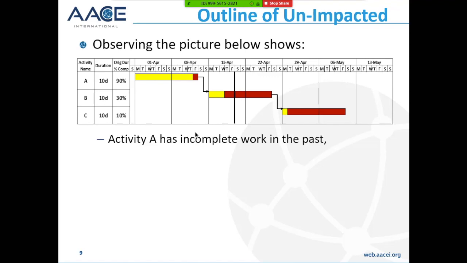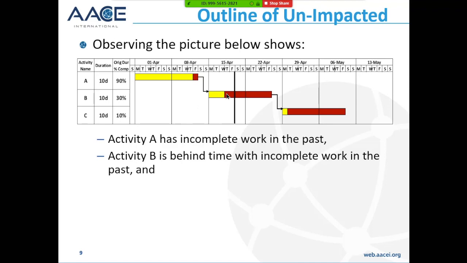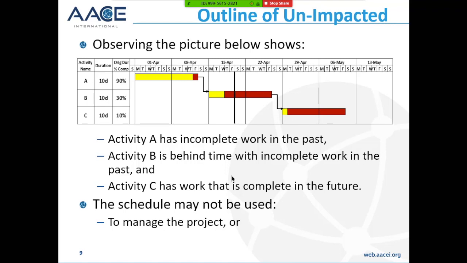When you observe the picture below, obviously activity A has incomplete work in the past, which is not possible. You can't go back and do that work last week. So it's not possible to complete that work in the past. Activity B is behind time, and obviously activity C has completed work in the future. It's not possible to get in your TARDIS, go into the future and do the work. So first of all, this schedule may not be used to manage a project because you can't tell people when they've got to do the work, and it can't be used for delay analysis.